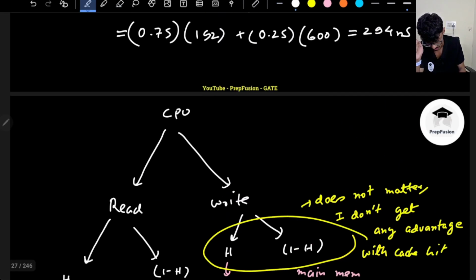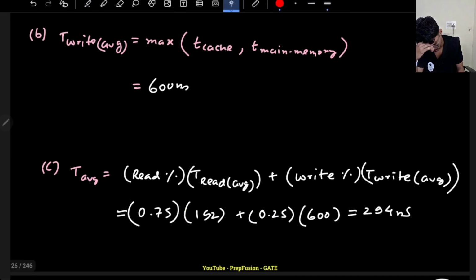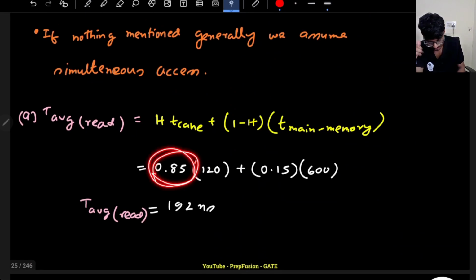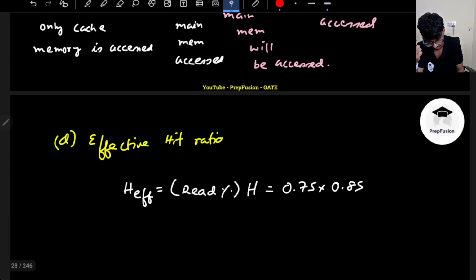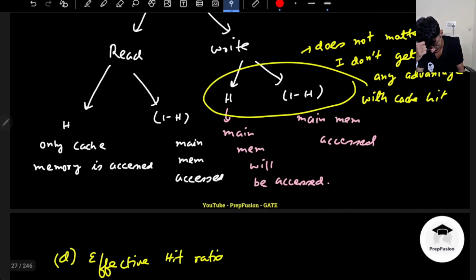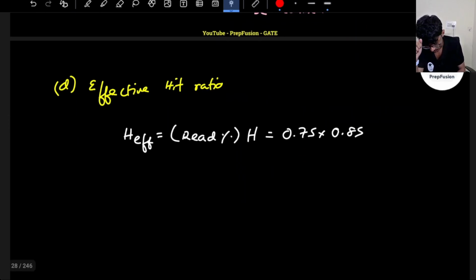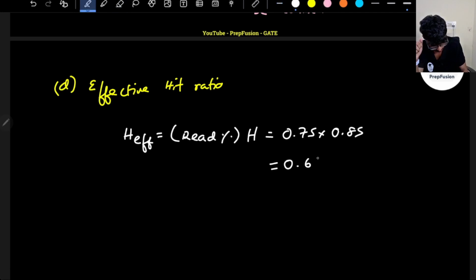Hit ratio is 0.85, read percentage is 0.75. So this will be 0.75 into 0.85, which is 0.6375. This is the effective hit ratio.